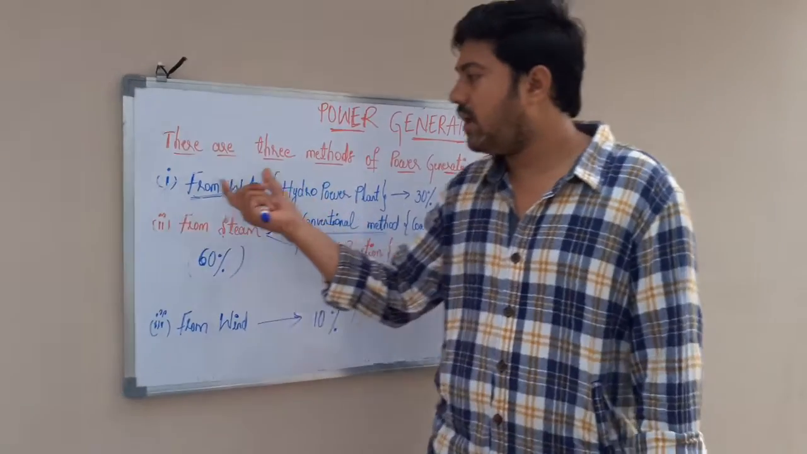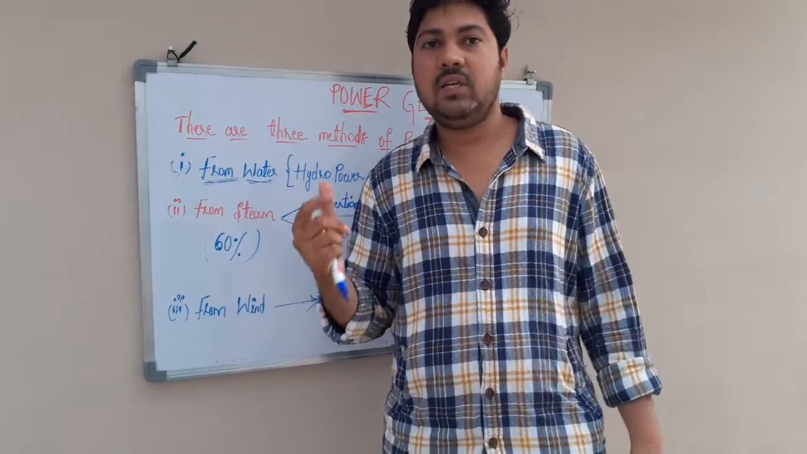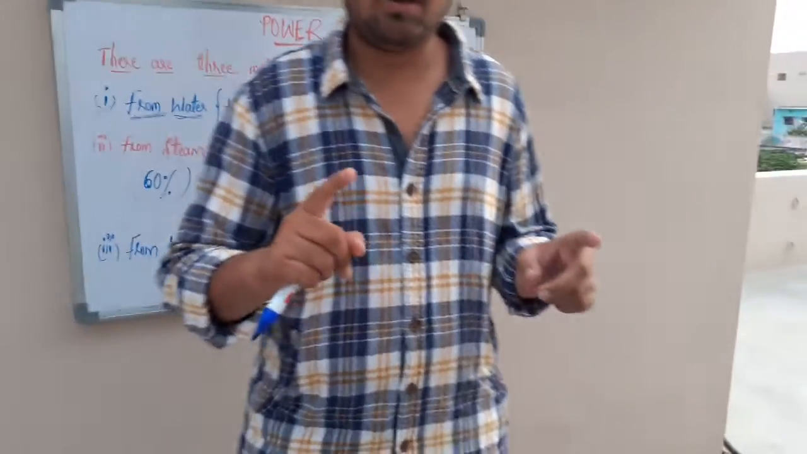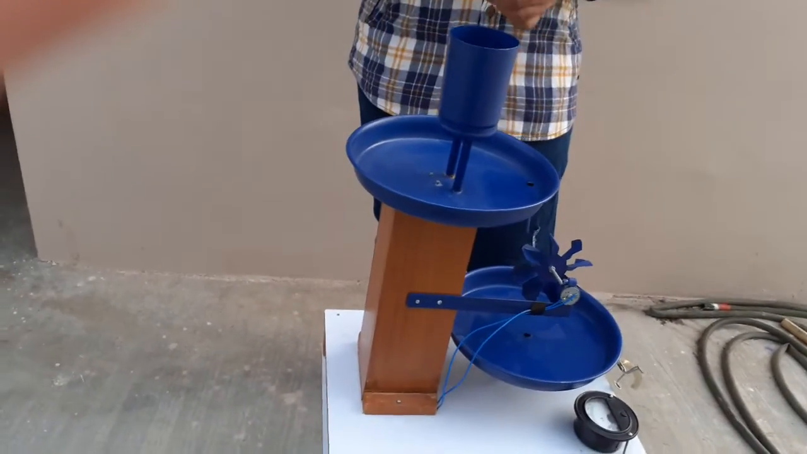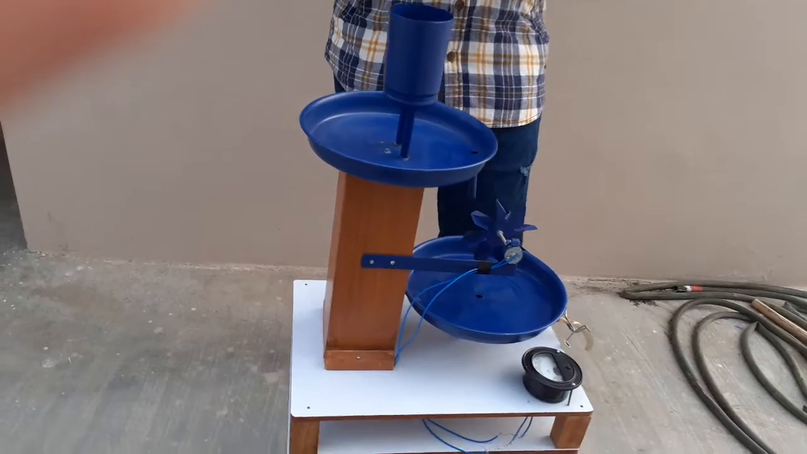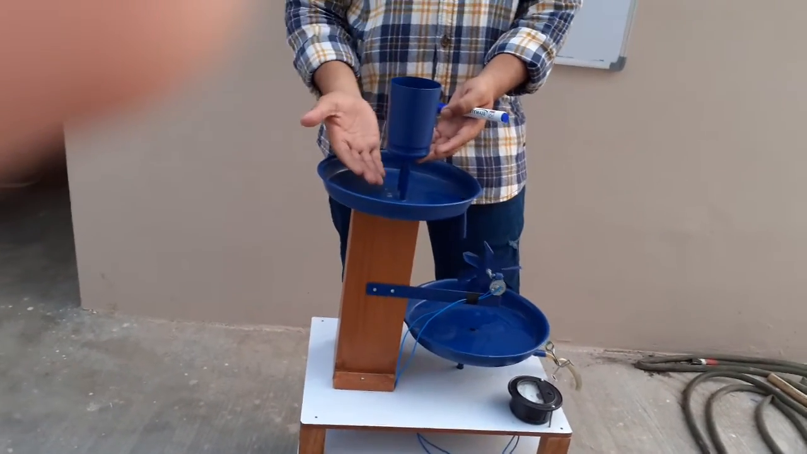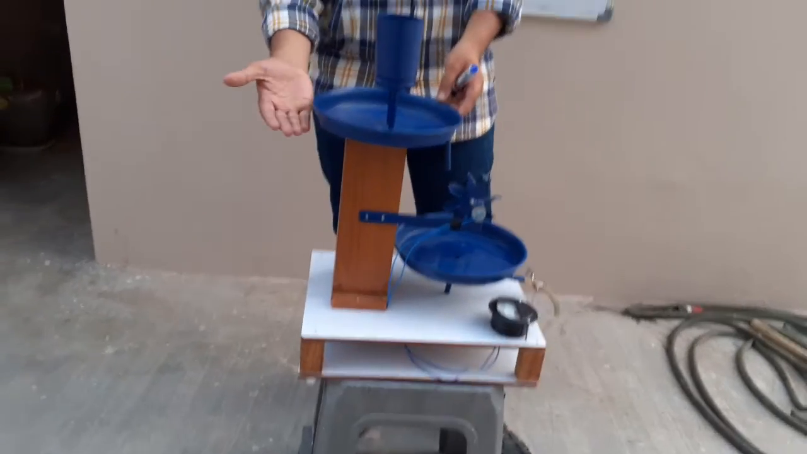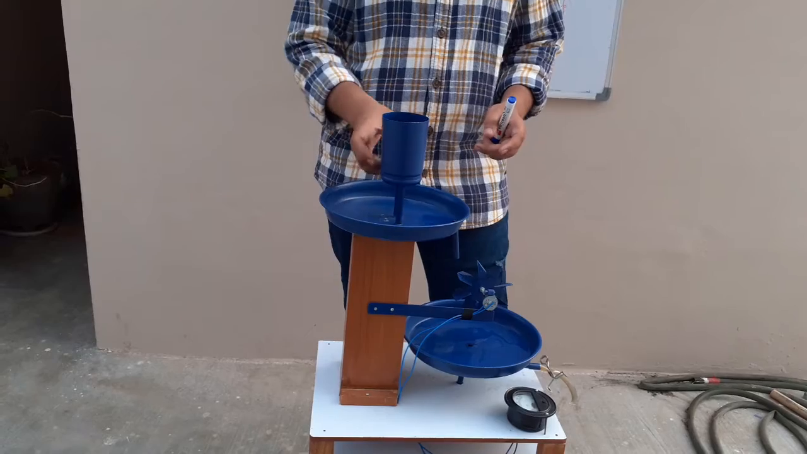So in order to explain it practically, I just made a small working model of a hydropower plant. This is a small working model of a hydropower plant. In a hydropower plant, first what we will do is build a tank at a very great height. In a hydropower plant, a tank will be there which stores water at a very great height.